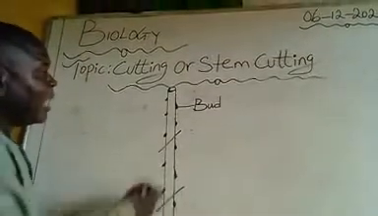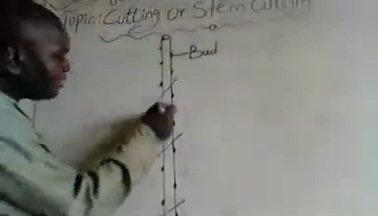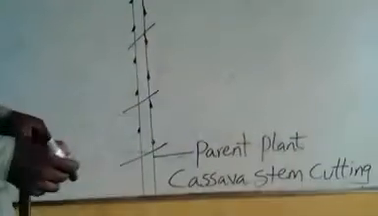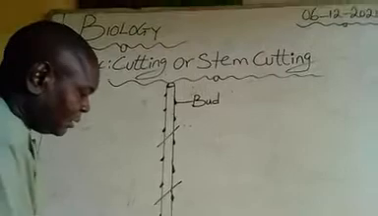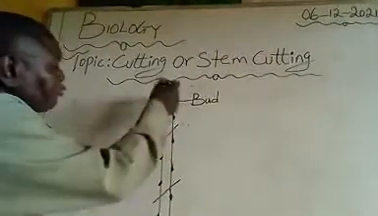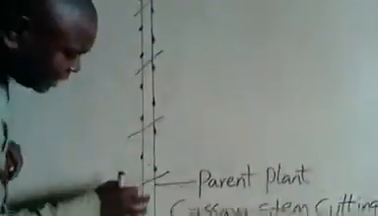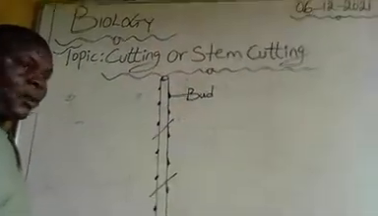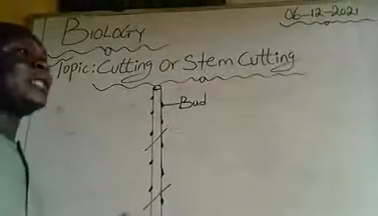As you can see, I've been able to get up to 4 portions: 1, 2, 3, 4. This is a cassava stem cutting. This stem is cut into 4 portions. Leave the remaining part so that it will regenerate. Okay? Then you can plant this, and this so as to get new plants.